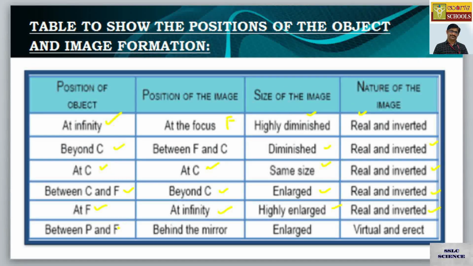So when you bring the object between F and P or P and F, the image shifts behind the mirror, which is enlarged, and the nature this time will be virtual and erect. So this is how we looked into the image formation by a concave mirror. I hope you followed this.